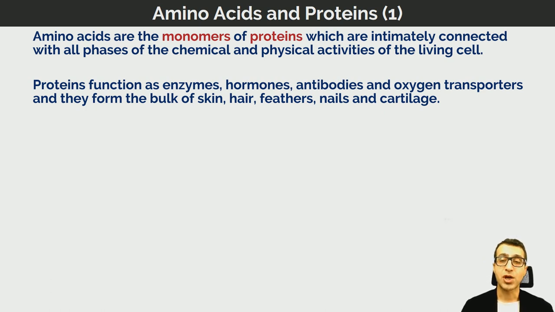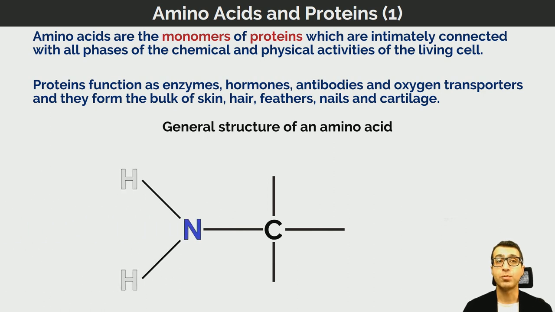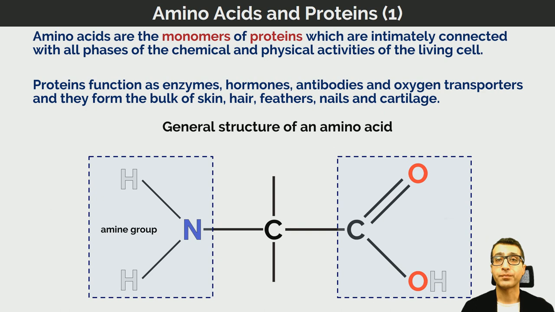Now, the general structure of the monomers that make up proteins is shown here. You have a central carbon, sometimes referred to as an alpha carbon. That carbon is bonded by single covalent bonds arranged in a tetrahedral arrangement to the following groups. So on one side, you have an amine group, which biologists will refer to as an amino group. And on the other side, you have a carboxylic acid group. And sometimes this is referred to as a carboxyl group.